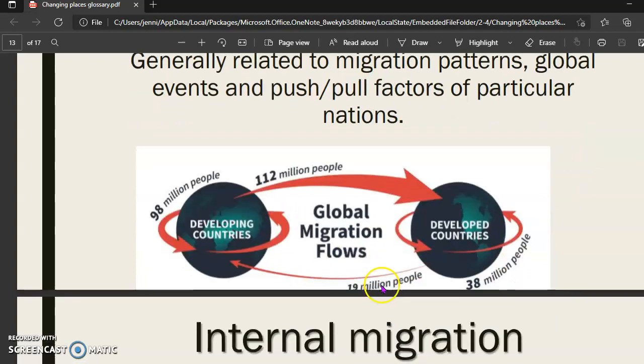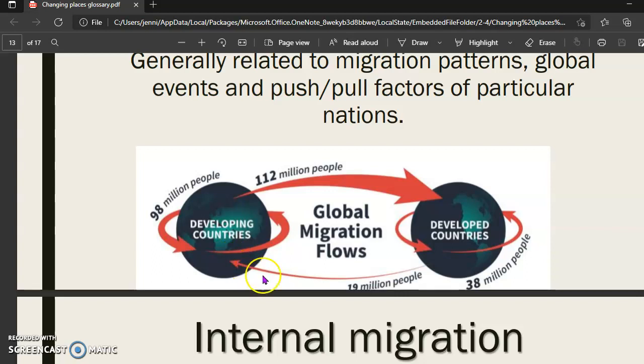So here's a diagram of global migration flows. You've got 112 million people moving from developing countries, so poorer countries, to developed countries. And then the other way, you've got 19 million people going from developed to developing. Well, it's probably no surprise that more people want to move in this direction than that direction.